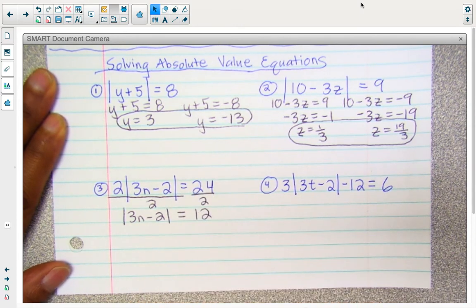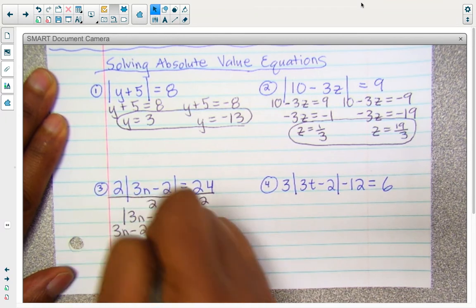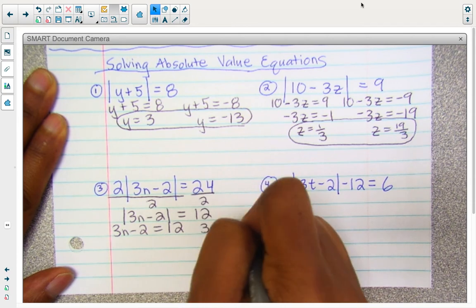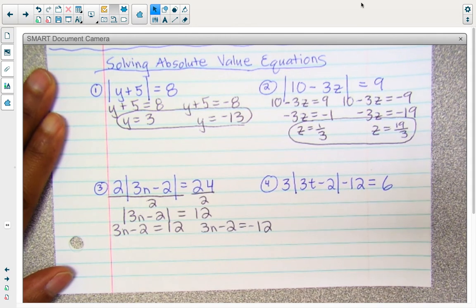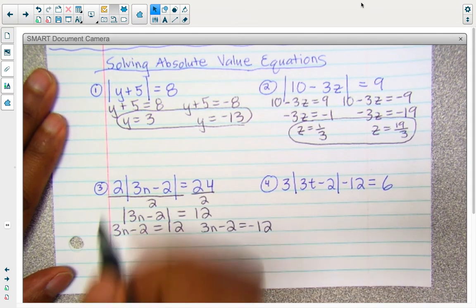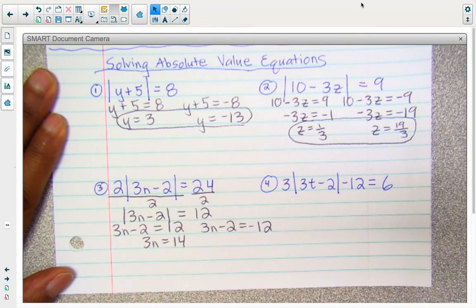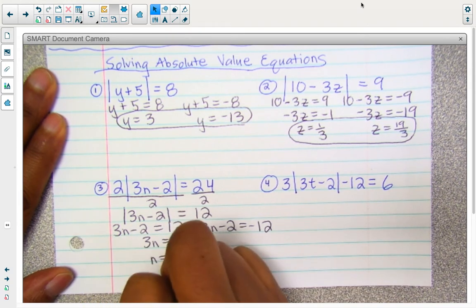From here, we set up our two different equations like we did for problem number 1 and problem number 2. So 3n minus 2 is equal to 12, and 3n minus 2 is equal to negative 12. I'm going to do some steps in my head, but if you need to actually write those out, there is nothing wrong with that. I'm going to add 2 to both sides, and I'm going to divide by 3. So one of my answers is 14/3.